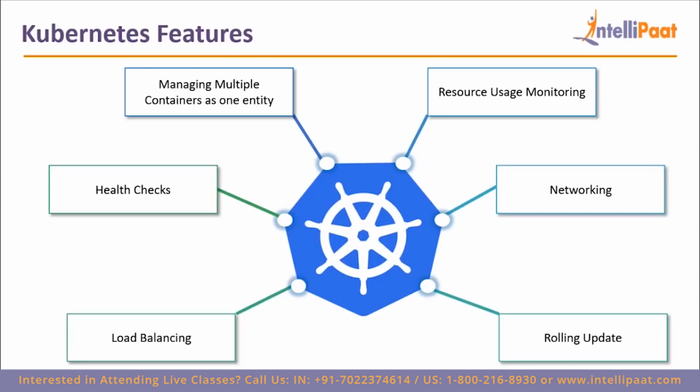Then we have networking. Networking is a fantastic feature in Kubernetes wherein all the containers deployed on the Kubernetes cluster can interact with each other as if they were on one system. They could be on 100 nodes or 200 nodes or 300 nodes, but still they can interact with each other irrespective of where they exist on the cluster. So that is also a fantastic feature.